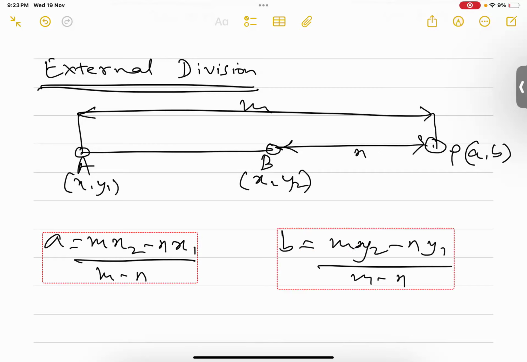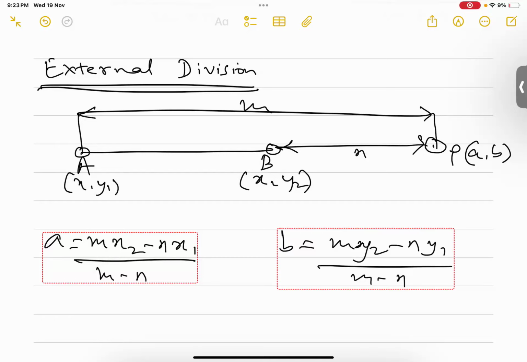Just copy this. Correct? Okay, so we'll take up some problems based on this.